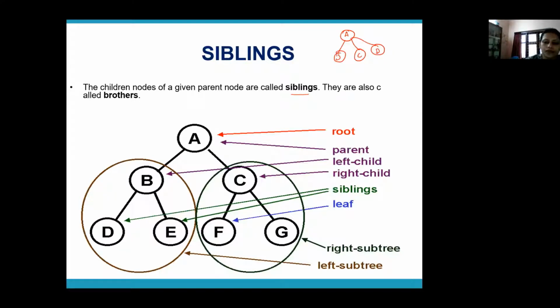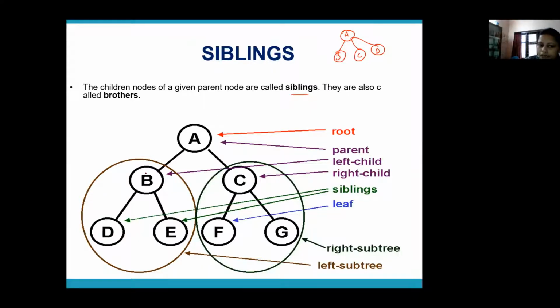Now you can see two demarcations using circles. This is the left subtree. This is the right subtree. This is the root node, and which are the leaf nodes? D, E, F and G are the leaf nodes. So just keep in mind all these terms: root, node, left subtree, right subtree, siblings, left child, right child, etc.